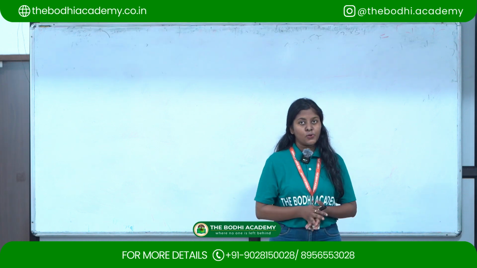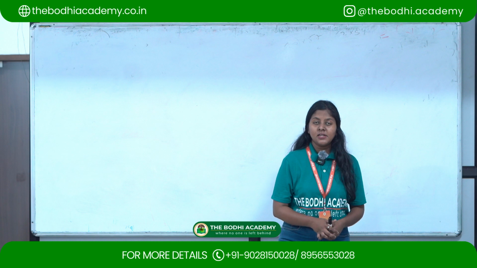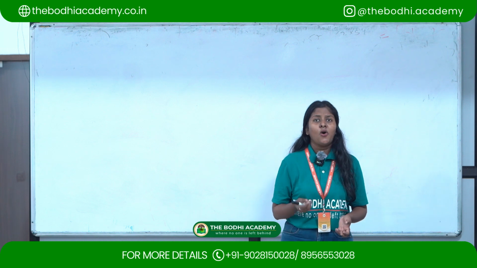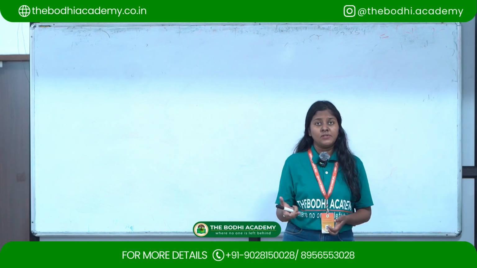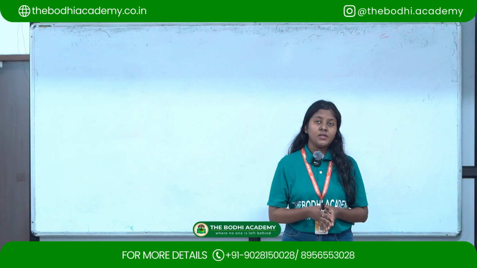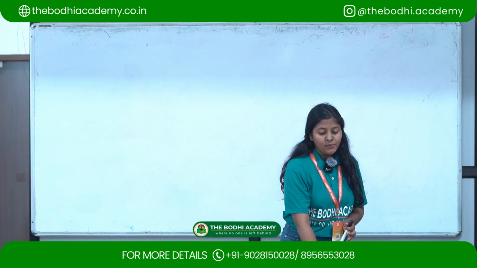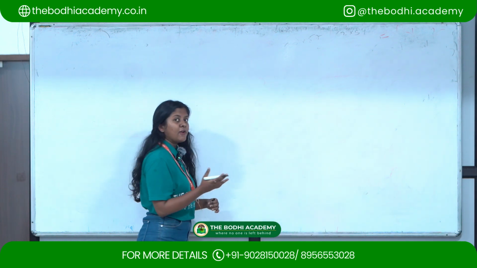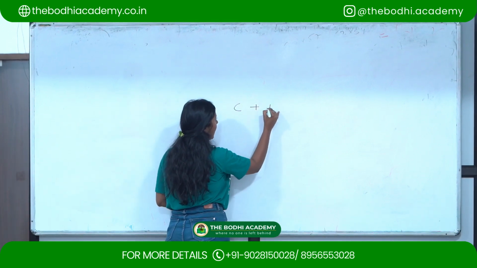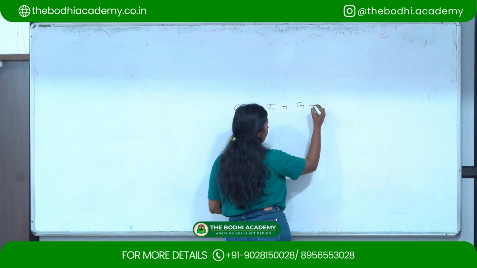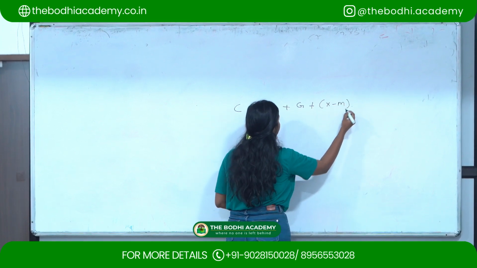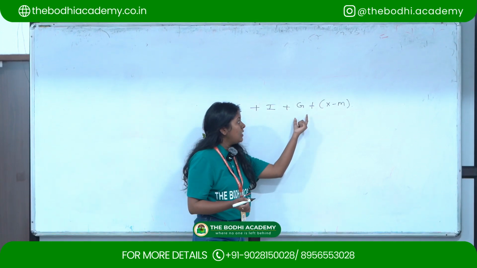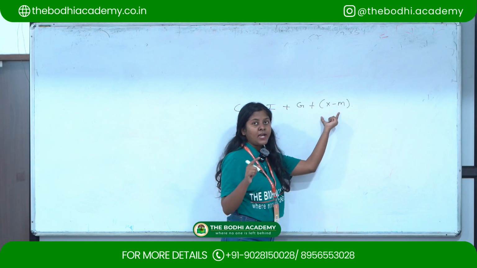Now with regards to components of aggregate demand, first we'll learn what aggregate demand is. Aggregate demand is nothing but the sum total expenditure on domestically produced goods and services in a particular country during an accounting year. Now there are different components of it, and we have classified these as C plus I plus G plus X minus M. Here C stands for consumption, I is investment expenditure, G is government expenditure, and X minus M is export minus import.